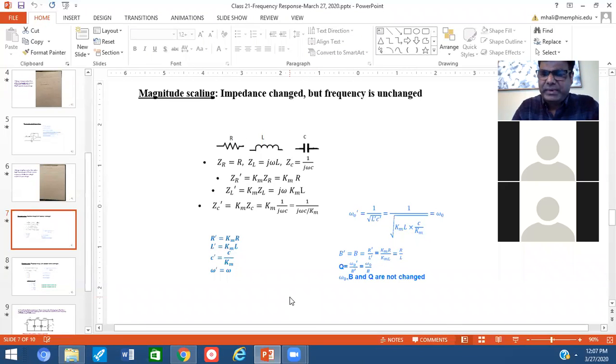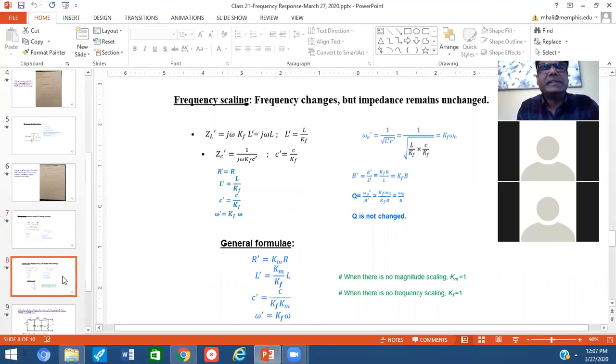So when you will be solving the problem, you just need to keep this expression handy in front of you, then you will be fine. Okay, then now let's have a look at the frequency scaling, and then I will show you one problem, and it will be fully clear to you.